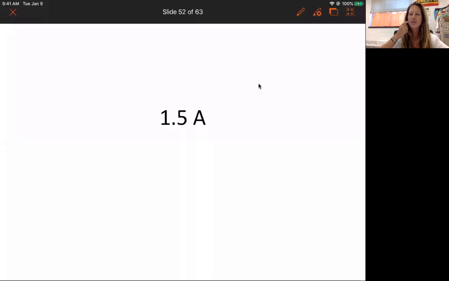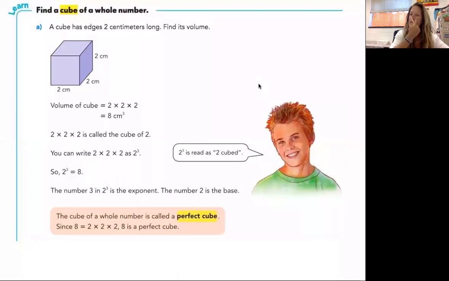Hey guys, this is your video for Chapter 1, Unit 5, Part A. This video is going to be talking about cubes and cube roots of numbers.